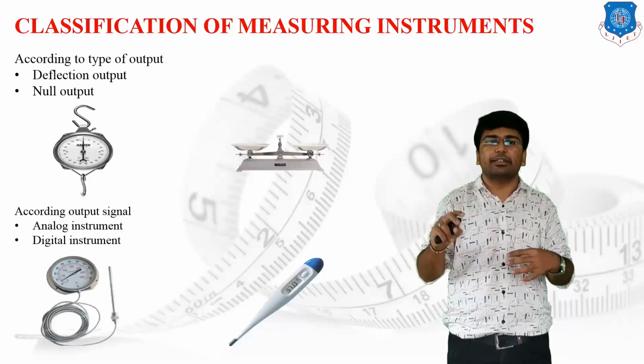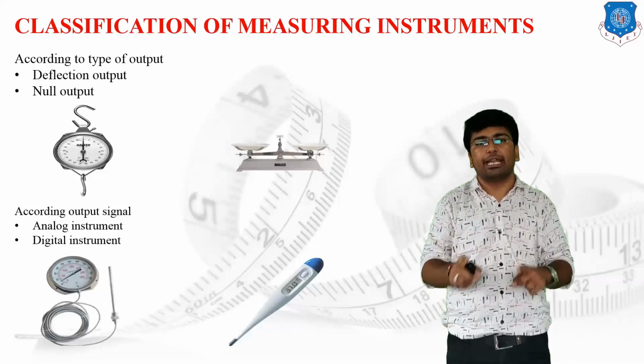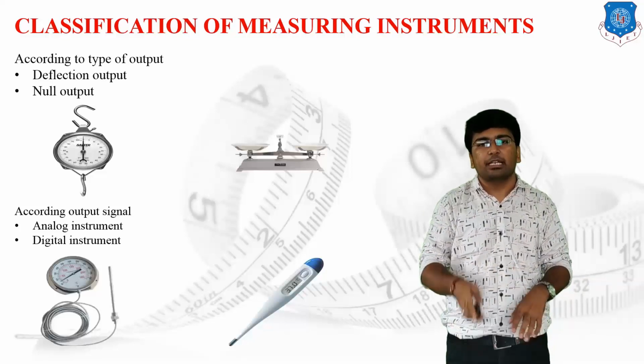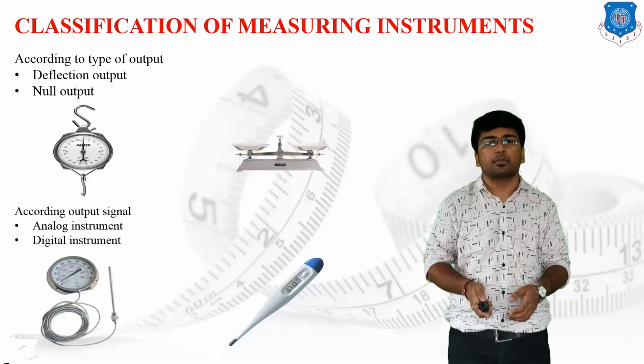The electronic circuitry simply modifies the data in terms of output format, and whatever output has been generated is provided on the digital display. So this kind of instrument is known as a digital instrument.